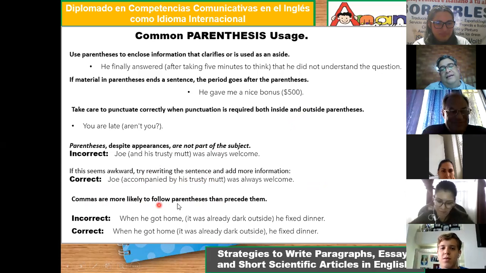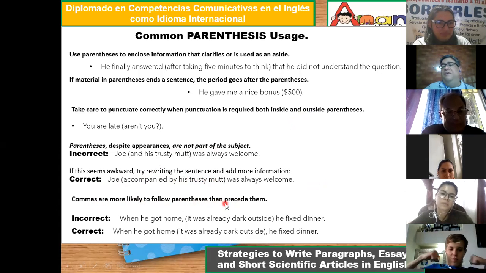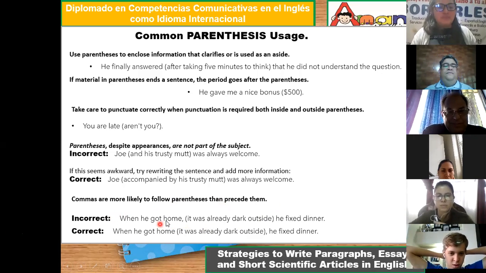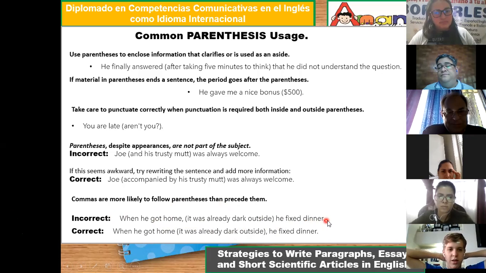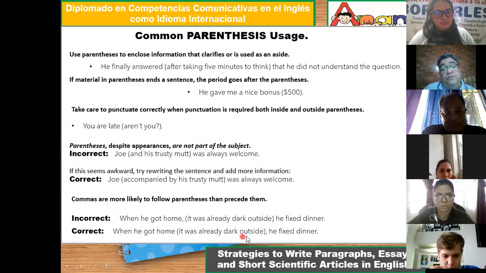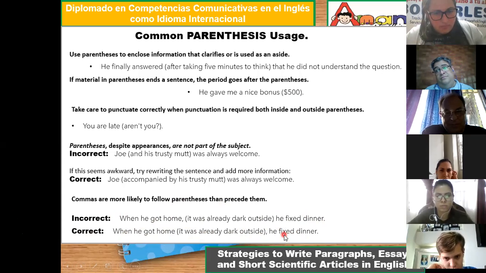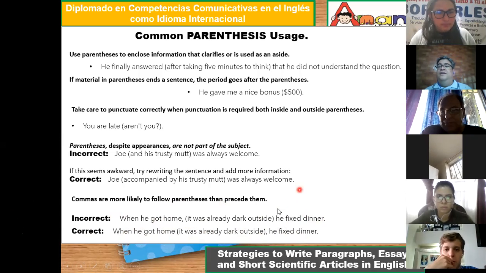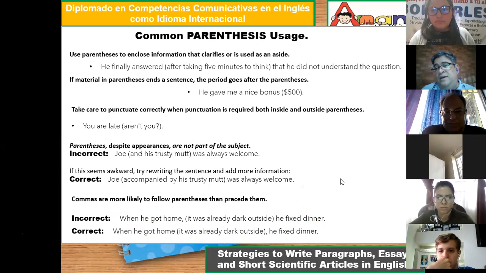And commas are more likely to follow parentheses than precede them. ¿Ya? O sea, también las comas pueden usarse después de los paréntesis, en vez de paréntesis. When I got home, it was already dark outside, he fixed the dinner. He fixed the dinner quiere decir como que preparó la cena. O hizo cena. O cuadró la cena. Como ustedes lo quieran. You understand?